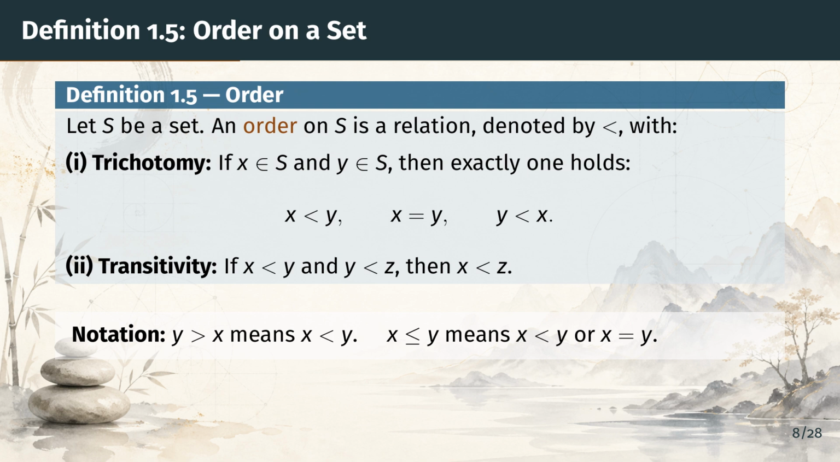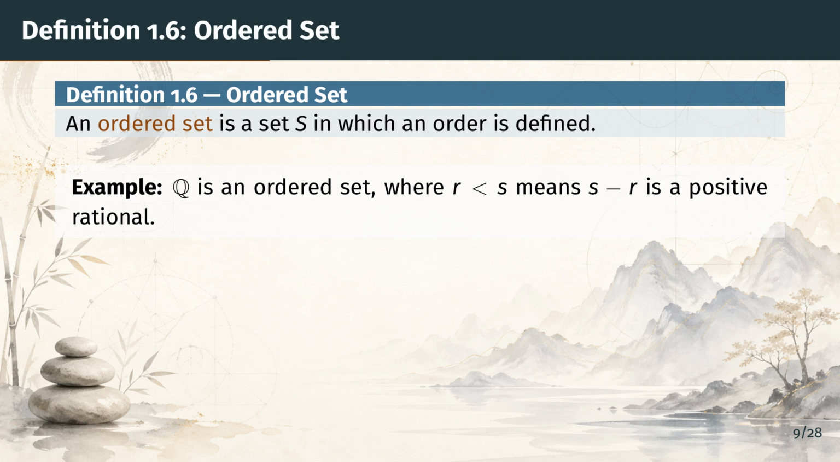Now let's define ordered sets. An ordered set is simply a set equipped with an order relation satisfying the two properties we just defined. The most familiar example is the rational numbers, where r is less than s means that s minus r is a positive rational number. You can verify that this relation satisfies both trichotomy and transitivity.